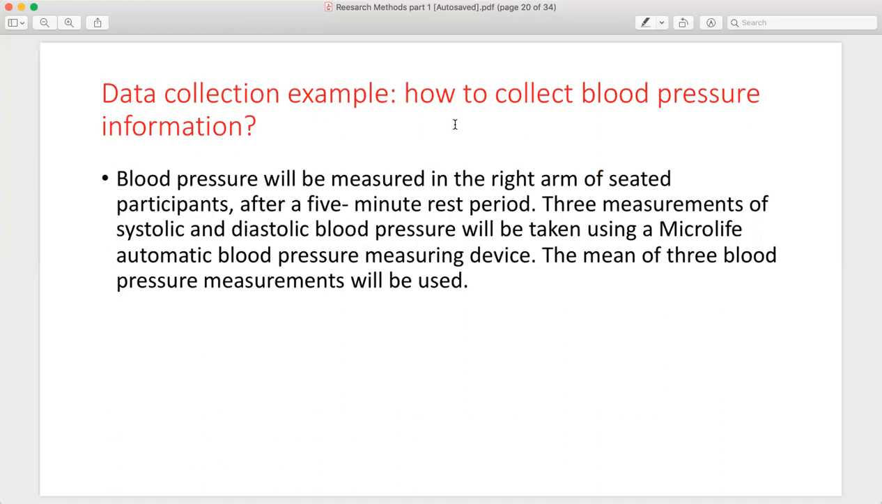Another example is collecting the blood pressure information. We give very specific information about how we collect the blood pressure. The blood pressure will be measured in the right arm of the seated participant after a 5-minute rest period. Three measurements of systolic and diastolic blood pressure will be taken using a Microlife automated blood pressure measuring device. So always make sure that you mention what tool you are using. The mean of the 3 blood pressure readings was used for the data analysis.